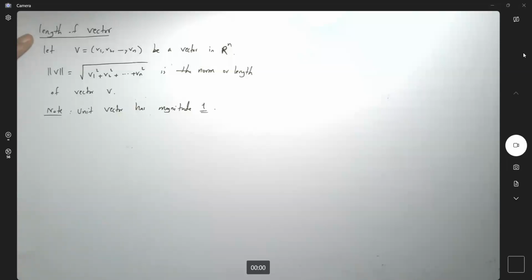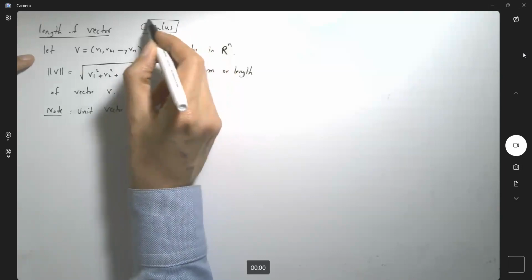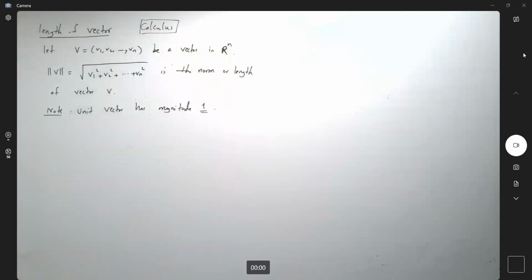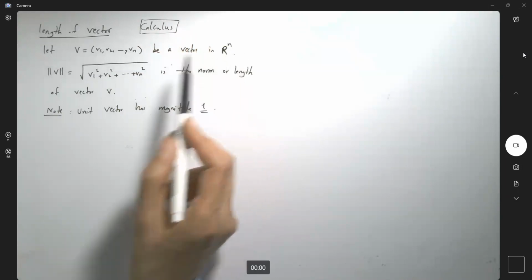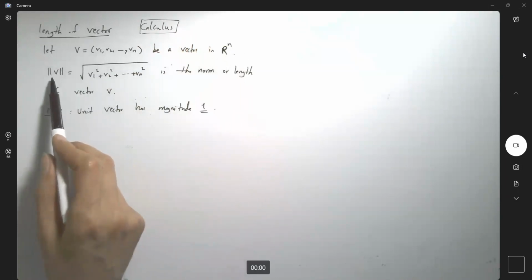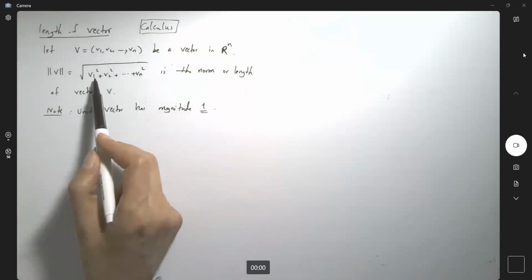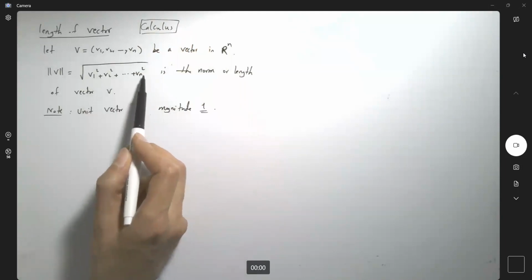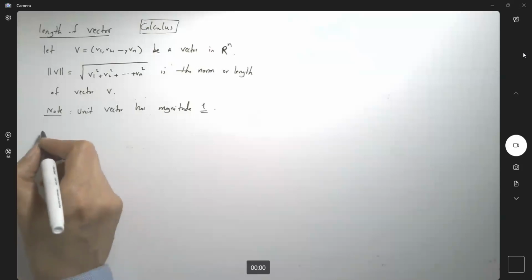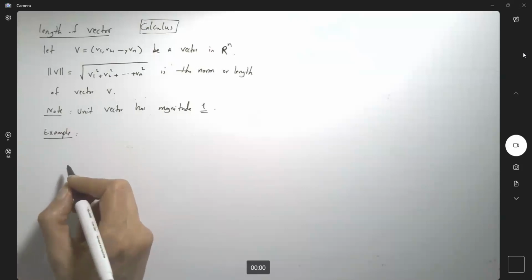You saw the length, norm, or magnitude of a vector in calculus. Now we are expanding the idea to linear algebra. Suppose you have a vector in Euclidean space of dimension n. The norm, length, or magnitude of the vector is defined as the square root of the very first component to the second power plus the second component to the second power plus the last component to the second power. You saw these examples in elementary calculus as well.